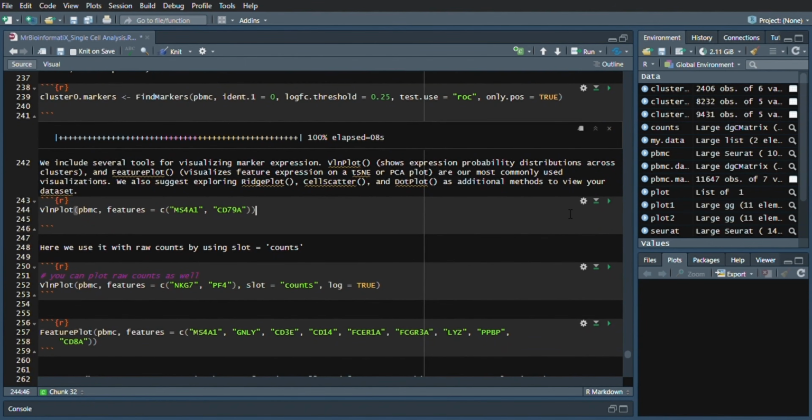Now we need to visualize the expression levels of specific genes across different clusters to better understand how the genes are expressed among the clusters. This helps us identify which genes are uniquely expressed or differentially expressed in particular clusters. To do this, we will use the VlnPlot function, which creates violin plots showing the distribution of gene expression levels. So, VlnPlot, pbmc, features, and we put the genes that we are interested in: MS4A1, CD79A. Let's run our code.